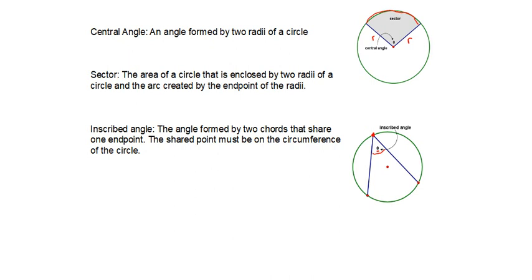So that's a bit of a review of some terminology for circles and probably some new terminology as well. This will be terminology that we use throughout the course in different spots, so we wanted to make sure that you had a good basis there.